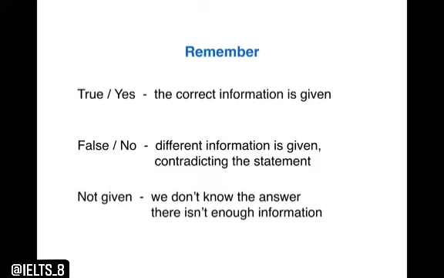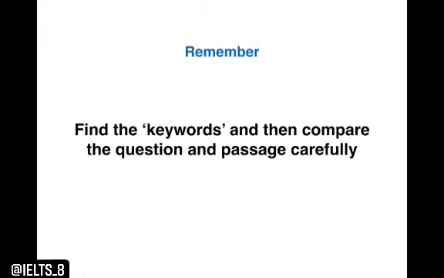So whatever the question statement says, the information in the passage is different, maybe opposite. It proves that the statement is wrong. And for not given, we don't know the answer because there isn't enough information, or sometimes there isn't any information. Two more quick things to remember. The first one is our main technique. Find the keywords and then compare the question and passage carefully. That's how we found all of those answers in the examples.